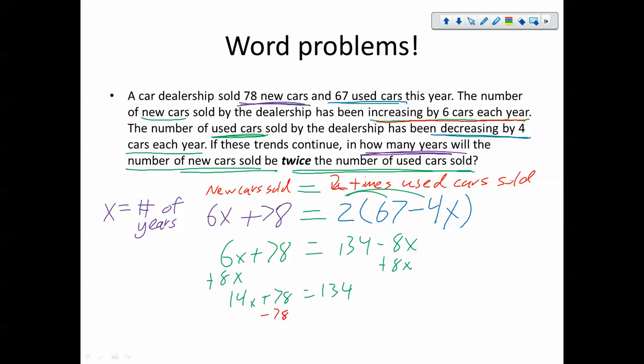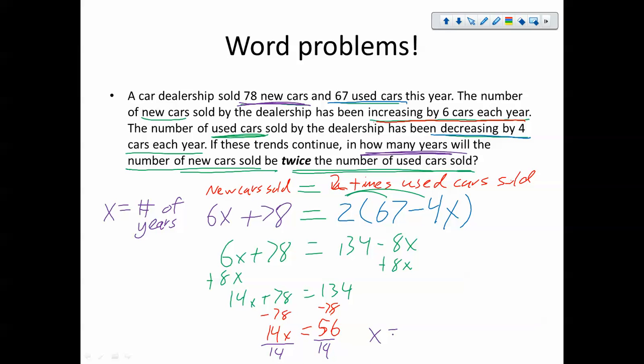We're going to subtract 78. And so that's going to be 14x equals, let's see, 134 minus 78. 134 minus 8 makes 126. And then I subtract 70 from that, 56. Right? And then last step, we're going to divide by 14. I'm going to run out of space.